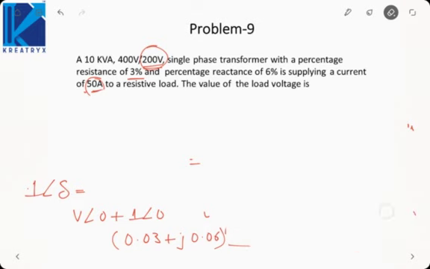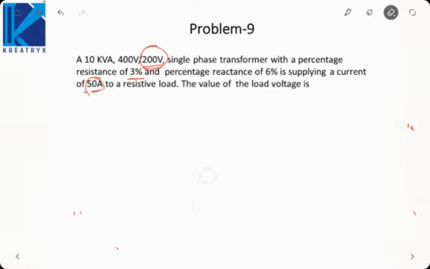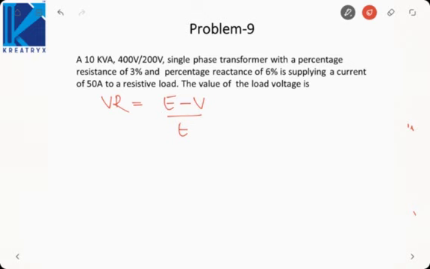So we know voltage regulation is (E minus V) by E into 100. Now taking it in per unit, it will be (1 minus V) by 1 into 100%, that is 1 minus V.